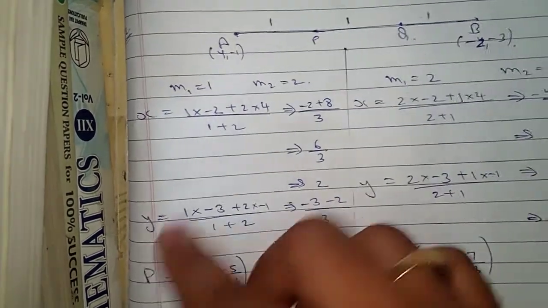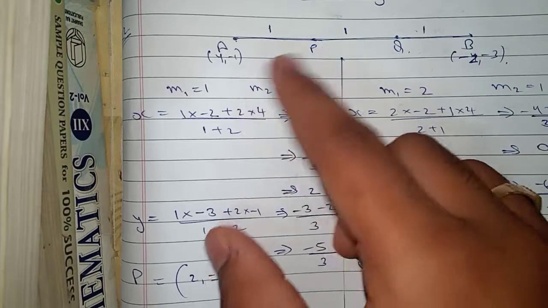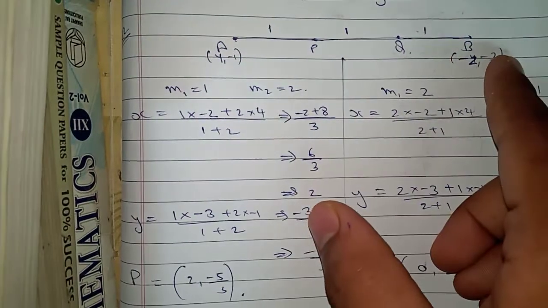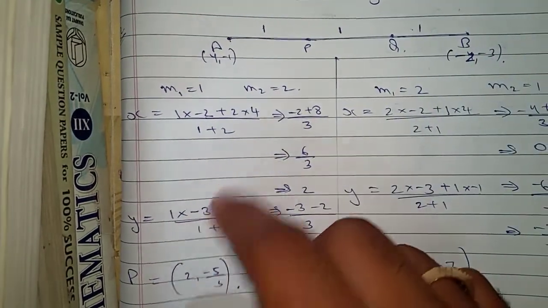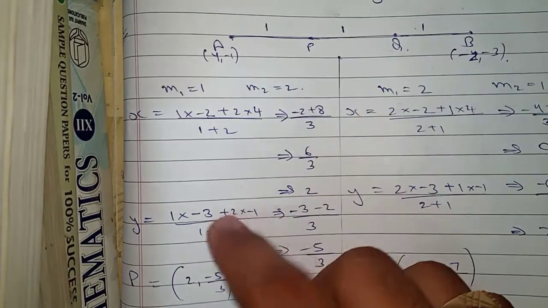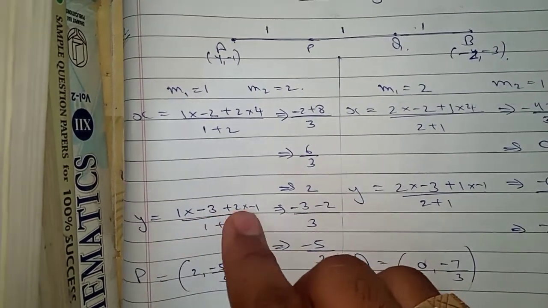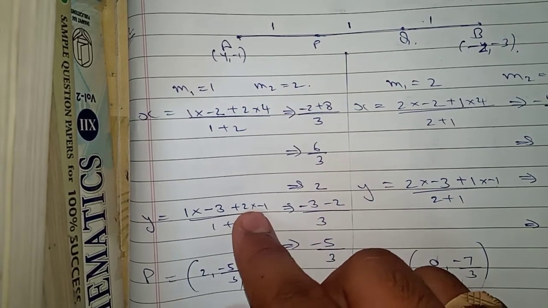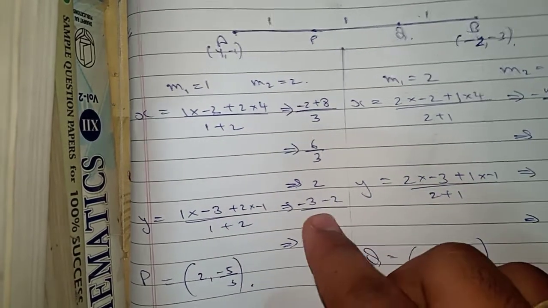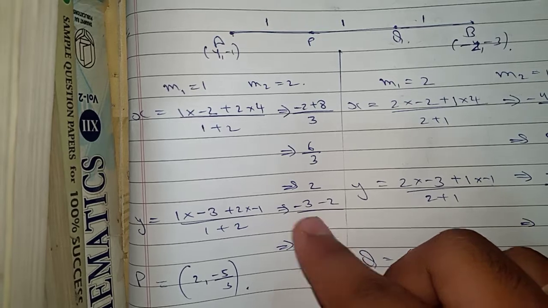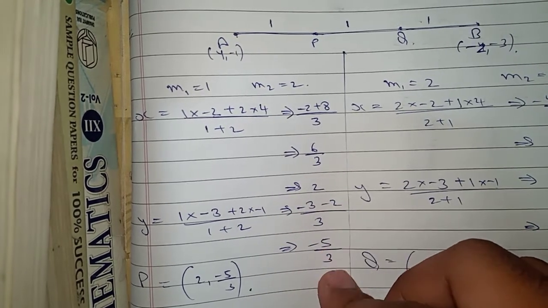For the Y, now we go for Y, M1, Y2, that 1 multiply minus 3 plus 2 multiply minus 1 divided by 1 plus 2, that minus 3 plus 2 minus 1 is what? Minus 2 divided by 3. Minus 3 minus 2 is what? Minus 5 divided by 3.